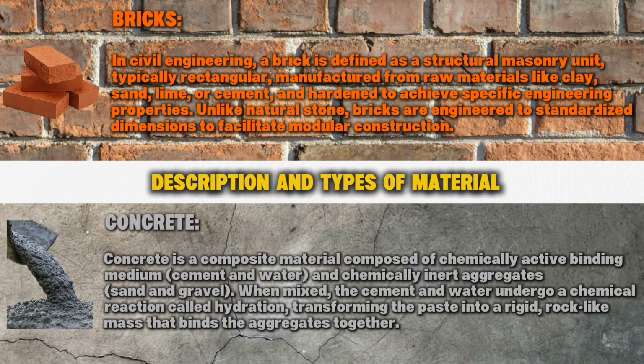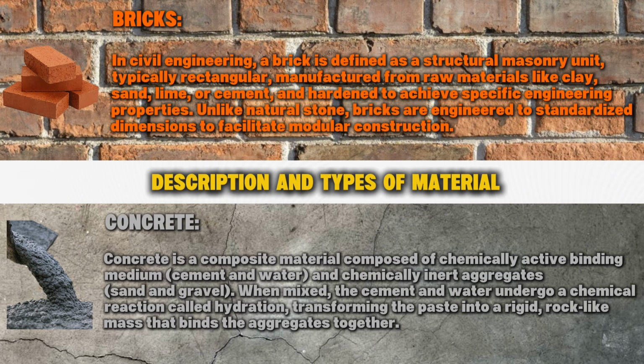Description and types of material. First, bricks. In civil engineering, a brick is defined as a structural masonry unit, typically rectangular, manufactured from raw materials like clay, sand, lime, or cement, and hardened to achieve specific engineering properties. Unlike natural stone, bricks are engineered to standardized dimensions to facilitate modular construction.